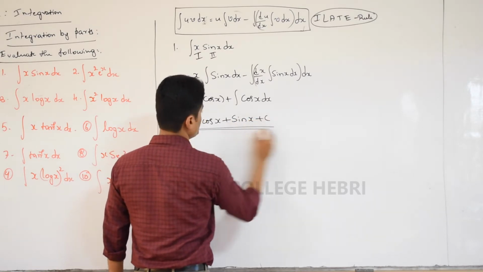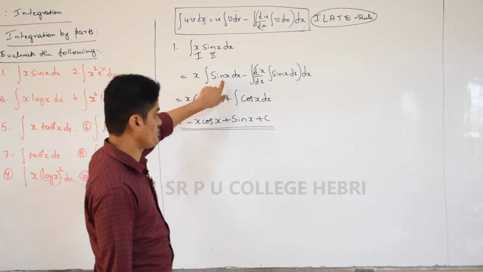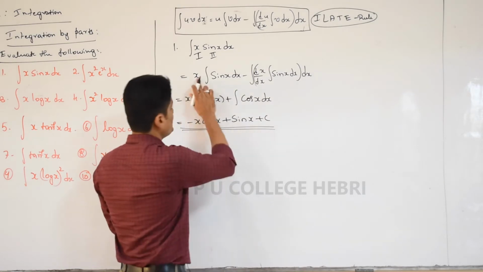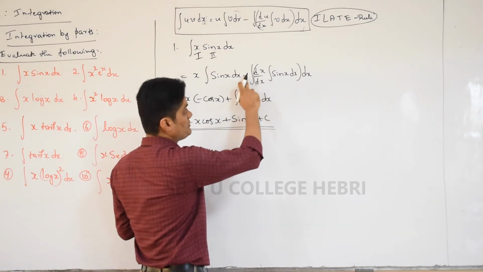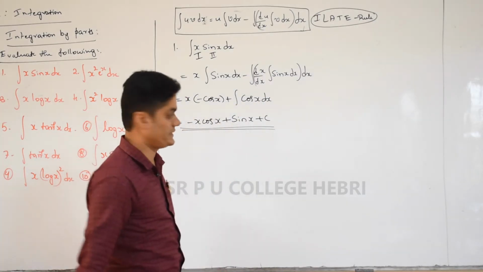That's it. Over. A very simple question. That is, first function into integration of second function, minus differentiation of first function into integration of second function. Integration of sin x is minus cos x. Minus minus becomes plus. Again integrate cos x to become plus sin x.